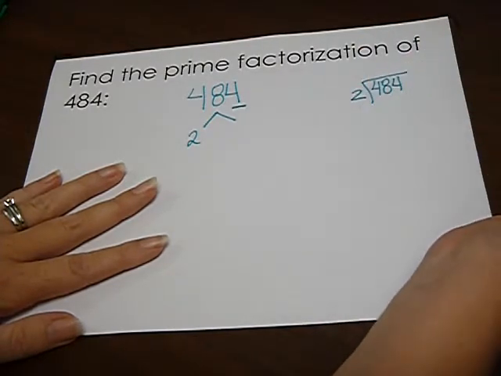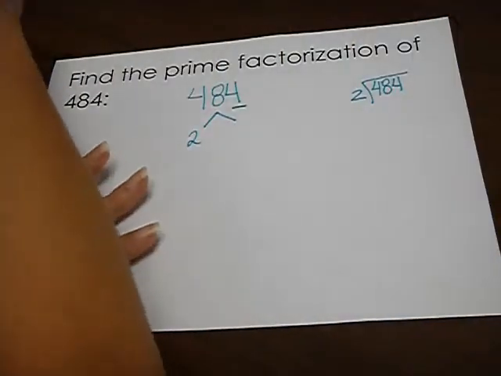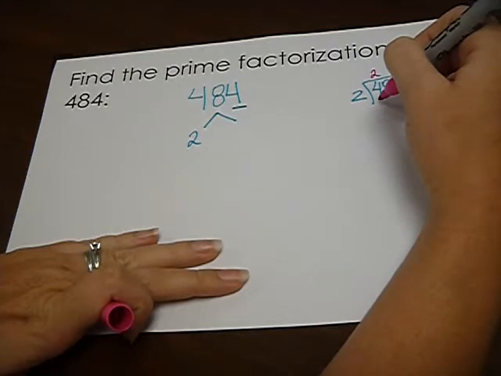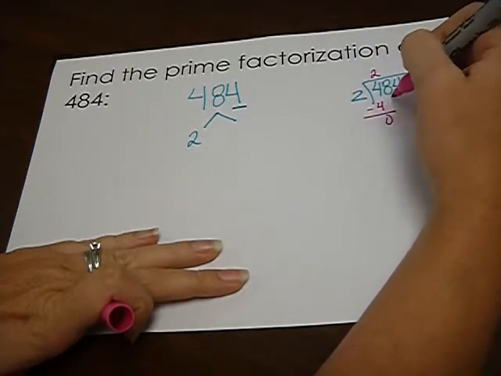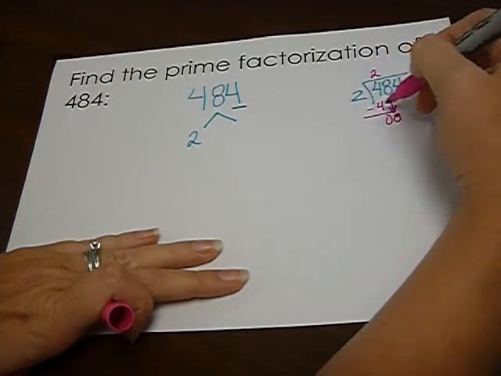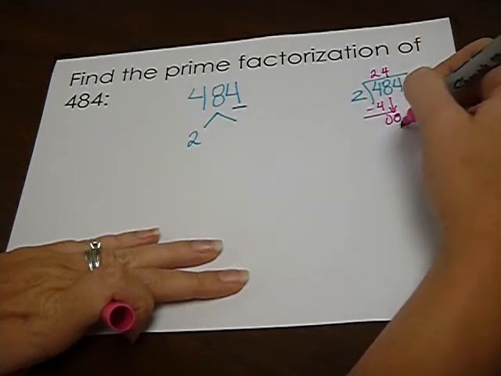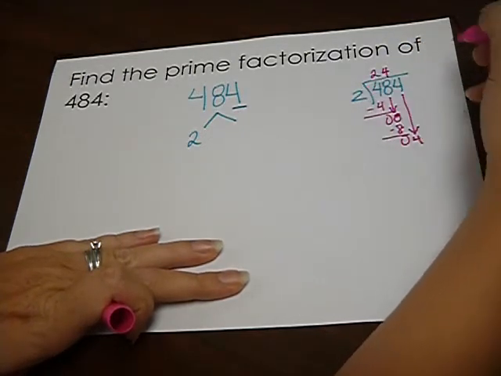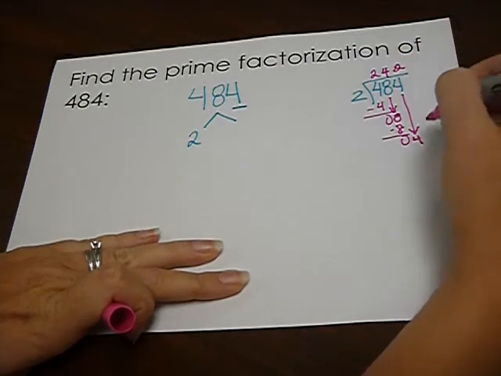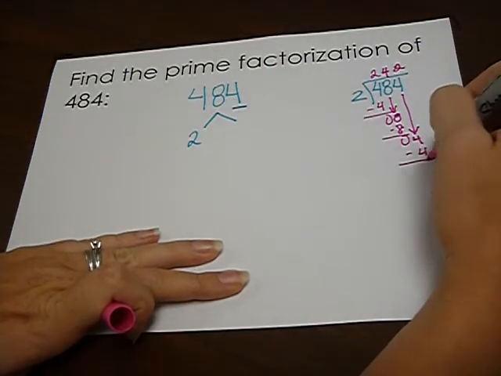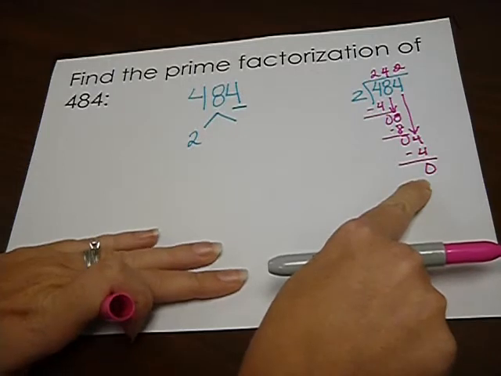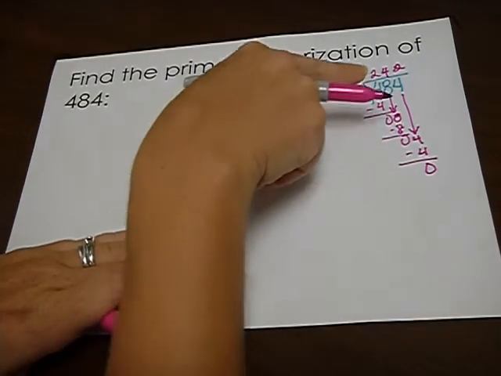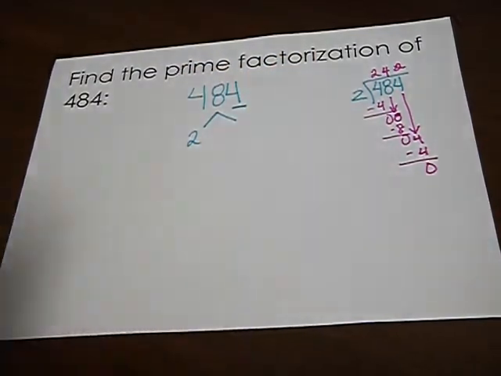So 484 divided by 2. 2 goes into 4 2 times. Bring it down. 2 goes into 8 4 times. Bring down my 4. 2 goes into 4 2 times. I get no remainder, which tells me yes, dividing by 2 does work. So it's 2 times 242.